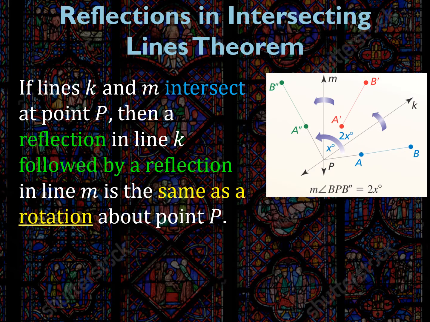Last but not least, we have the reflections in intersecting lines theorem. If K and M are 2 lines that intersect at point P, first a reflection of segment AB over line K, followed by another reflection over line M, is the same as a rotation about point P. Okay, it's basically like spinning it around the point where the two lines intersect.